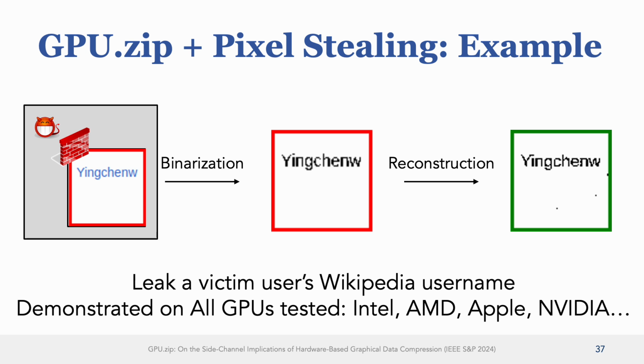The leftmost figure contains the raw Wikipedia username. The middle one is the same figure after binarization, and the right-hand side figure is the one the malicious JavaScript attacker constructed using gpuzip. The attacker bypassed the same origin policy only by reading screen rendering time.